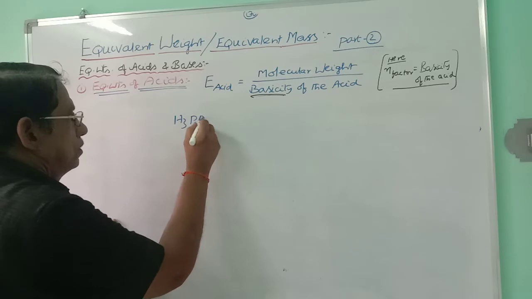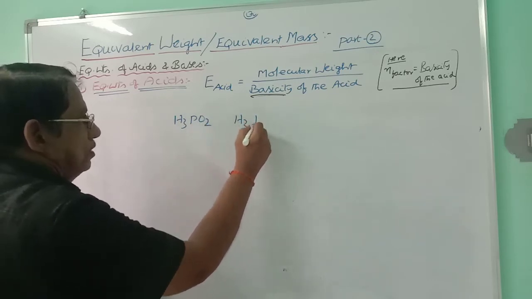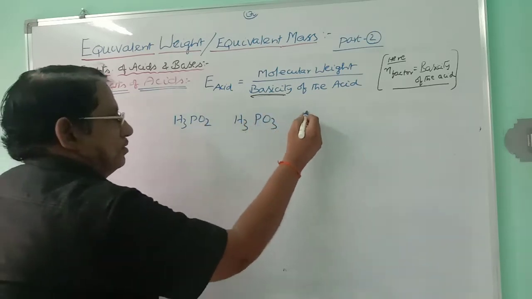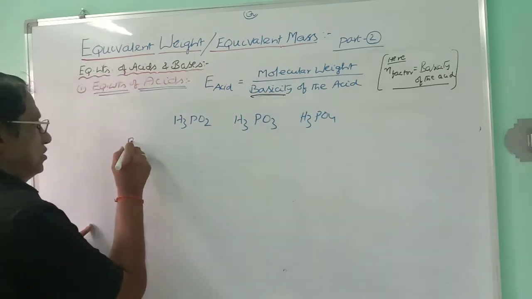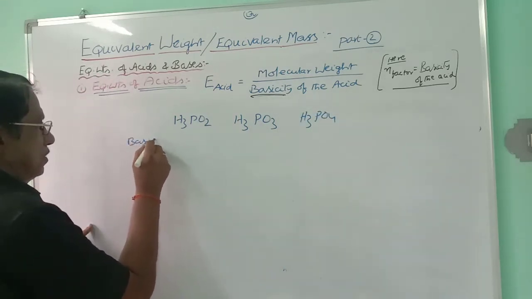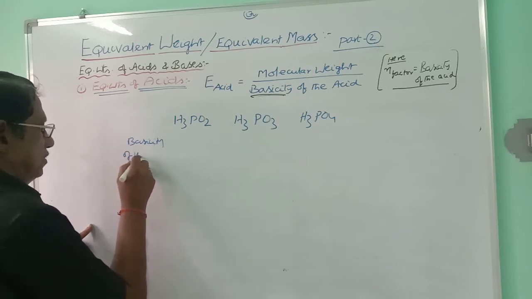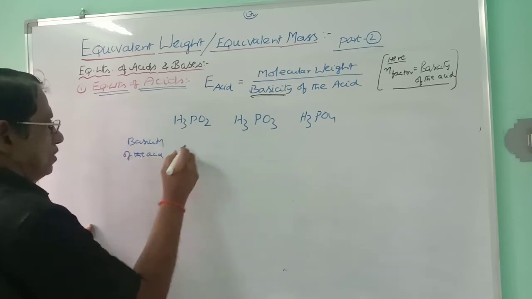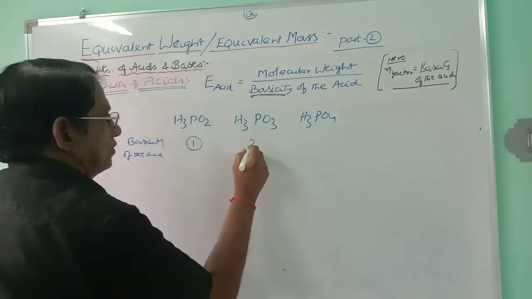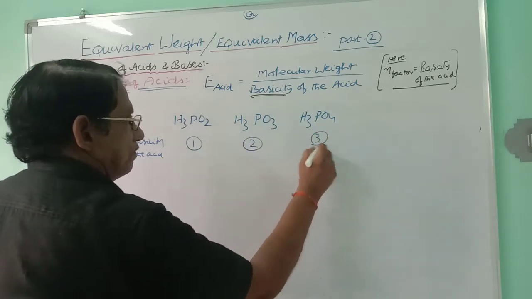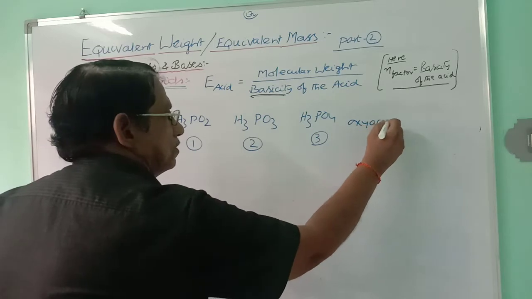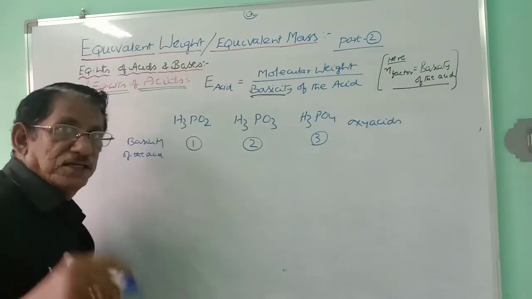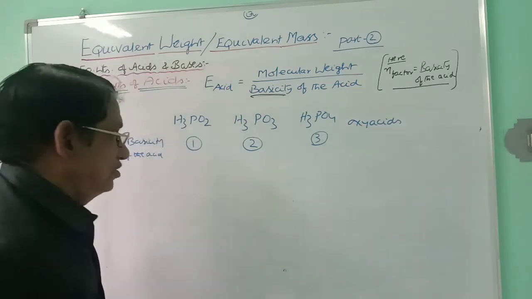H3PO2, H3PO3, H3PO4. Basicity of the acid, here 1, here 2, here 3. Of course, these are nothing but oxyacids. Just a structural representation here.